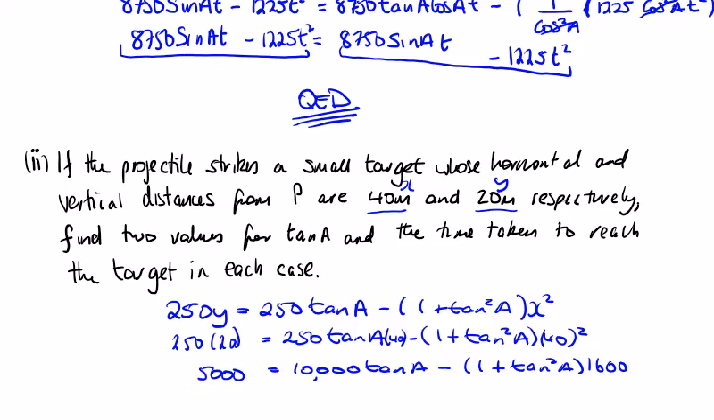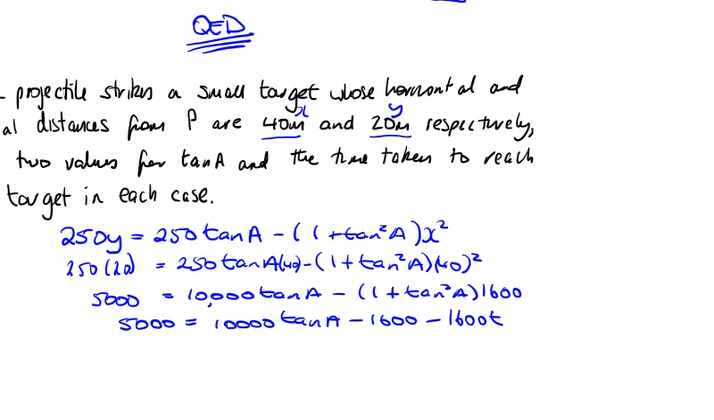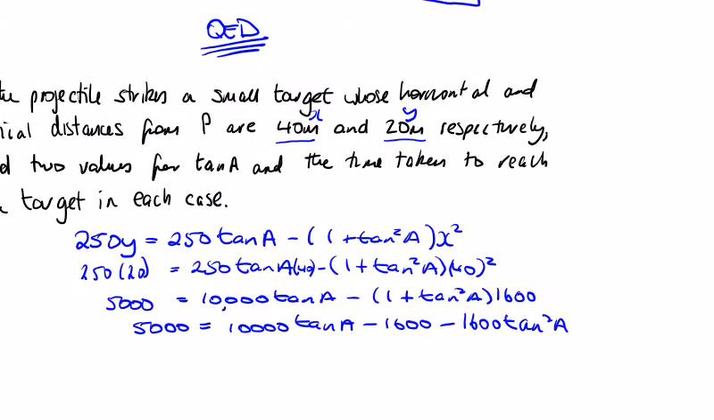So we're going to get, well, I won't try and simplify it too quick. 5,000 is equal to 10,000 tan A minus 1 by 1600, so minus 1600, and minus tan squared A by 1600, minus 1600 tan squared A. So tidying this up, I can definitely knock 2 zeros off to begin with. Divide by 100 for everything. So I'm going to have 16 tan squared A.